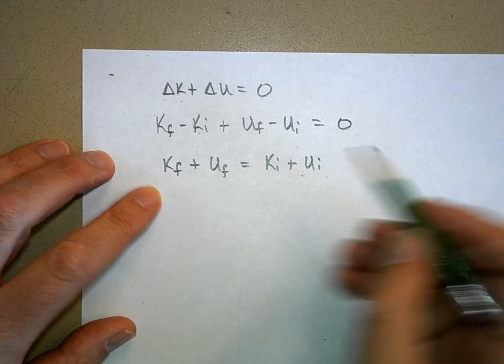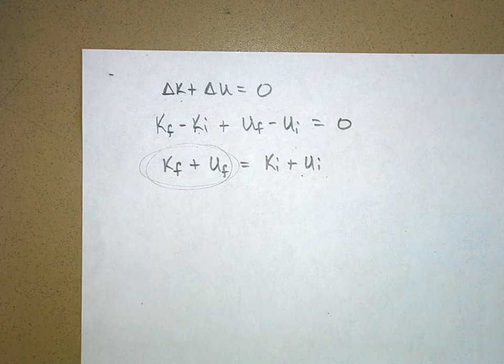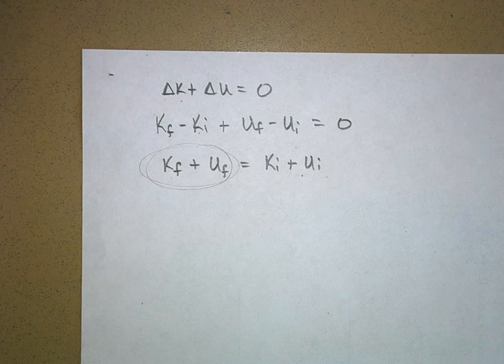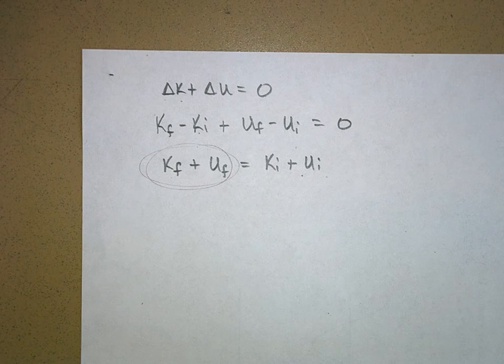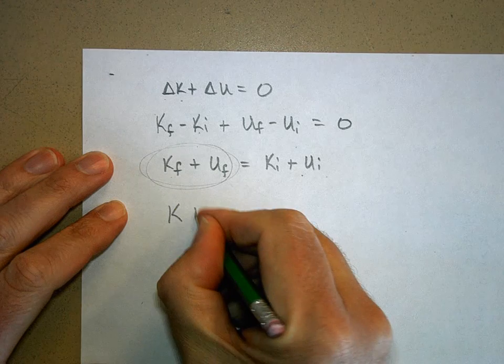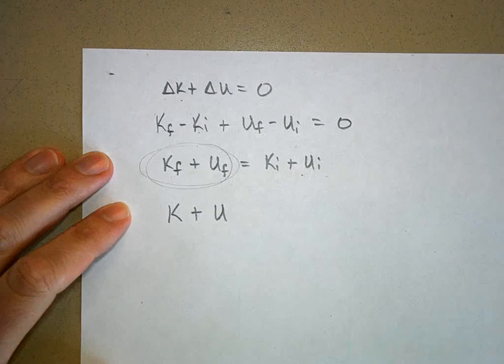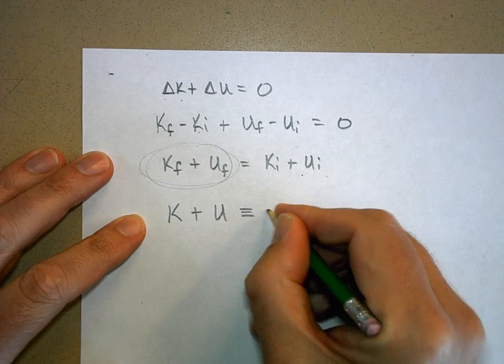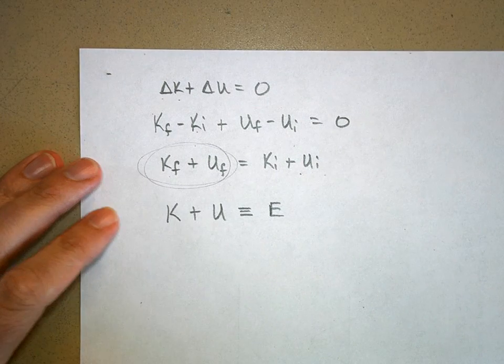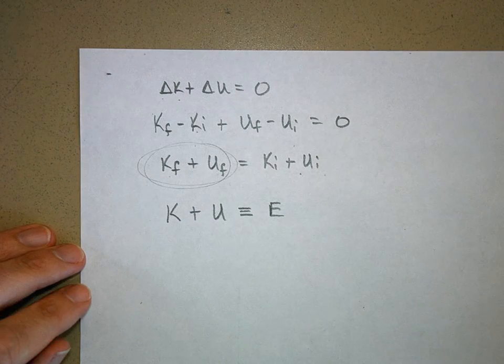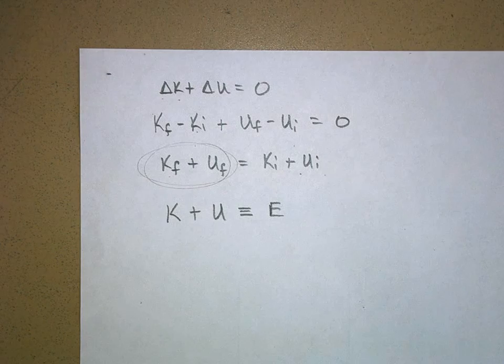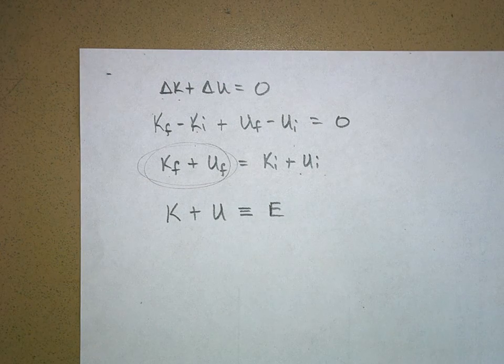Okay? Now, this is such a big idea that we have a symbol and a name for the sum of kinetic energy and potential energy. We call that sum mechanical energy, K plus U. By definition, we're going to call it E. From now on, when you see E, that's going to stand for mechanical energy, not just energy in general. I mean, there are other forms of energy, right? You've got thermal energy, internal energy, and all that kind of stuff. But right now, for what we're doing in this chapter, E is going to represent mechanical energy.